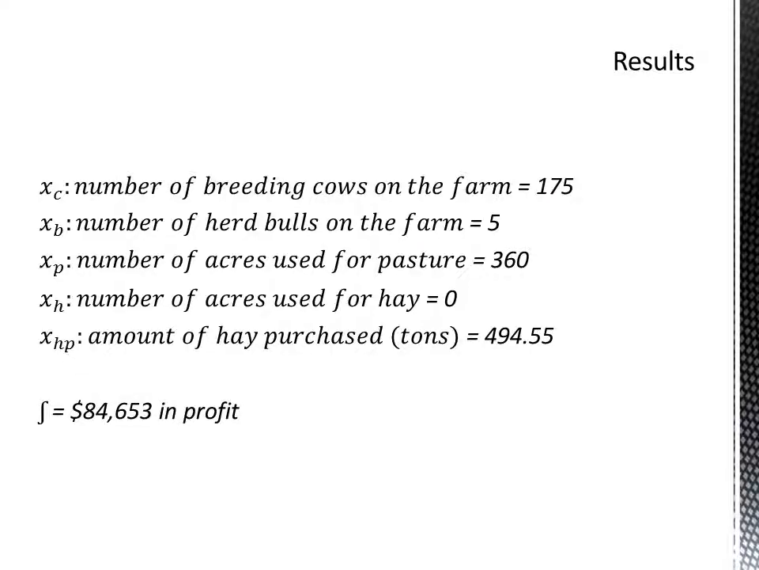Number of breeding cows is 175 with 5 bulls. All 360 acres of land should be pasture, while none for hay. All 495.55 tons of hay required for the year should be purchased. And following this guideline, the result in annual profit will be $84,653, before taxes, of course.